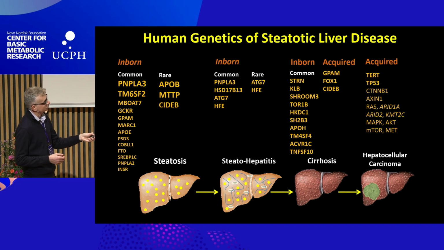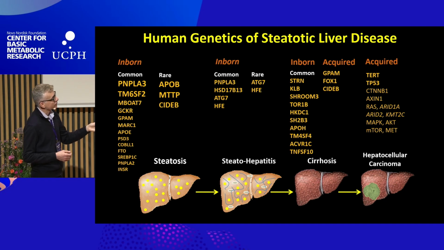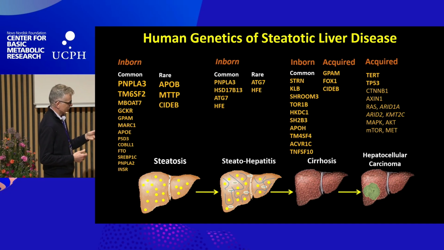Instead, when you look at hepatocellular carcinoma, they are fundamentally different. These are all genes involved in cell cycling, indicating that although these 2 conditions are very close in time, they seem to have very different pathophysiology.